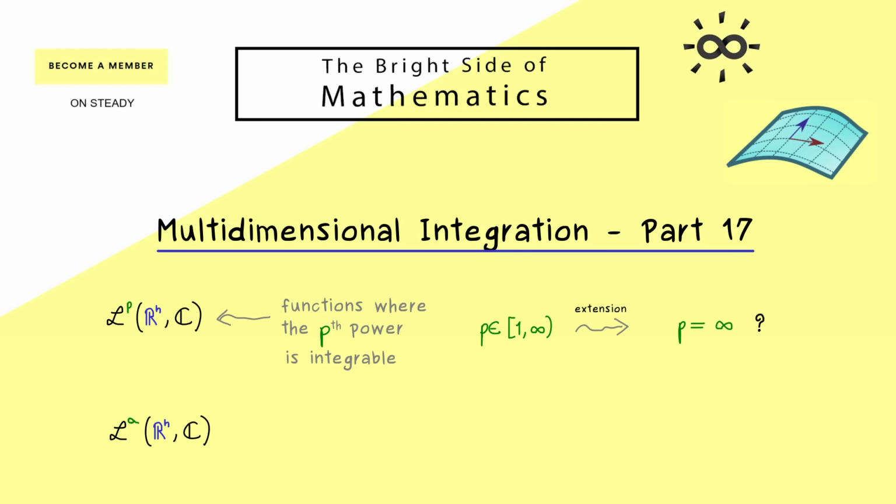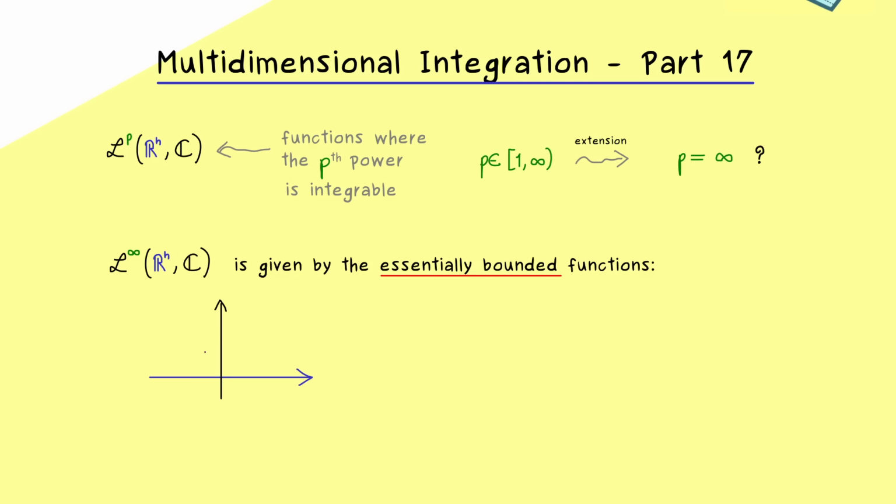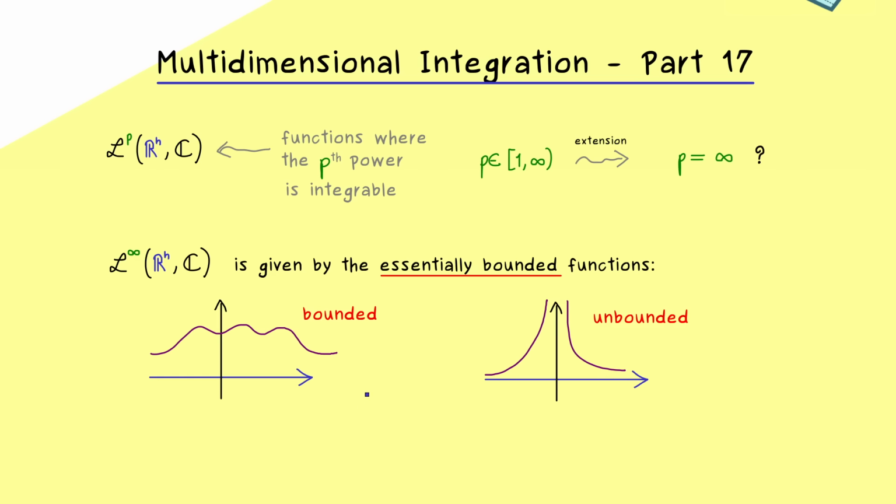And as already mentioned, L infinity is given by the essentially bounded functions. And we will define this new term with respect to the Lebesgue measure. So we will extend the common notion of bounded functions. So maybe let's first visualize a standard bounded function, which means we have a graph that does not go to infinity at any point. On the other hand, for an unbounded function, you can find values as large as you want. And now the essentially bounded functions will include all the bounded functions, but also some unbounded ones.